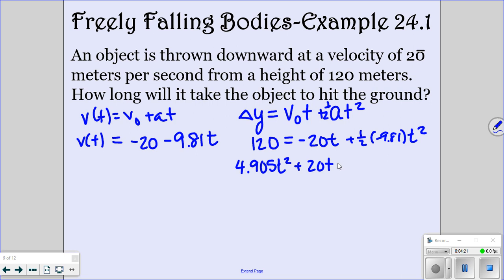And then, the change is actually a negative 120 because we started at 120 and then we went down 120. So it should be a negative 120. We ended at 0 and we started at 120. So minus 120 equals 0. And then from here, you want to use the quadratic formula to solve this. So I'm just going to write what the quadratic formula is.